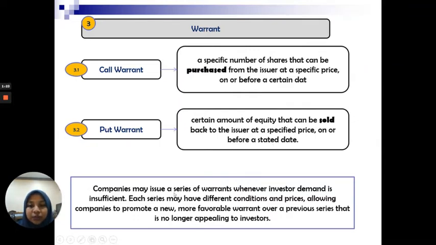Companies may issue a series of warrants whenever investor demand is insufficient. Each series may have different conditions and prices, allowing companies to promote a new, more favorable warrant over a previous series that is no longer appealing to investors.